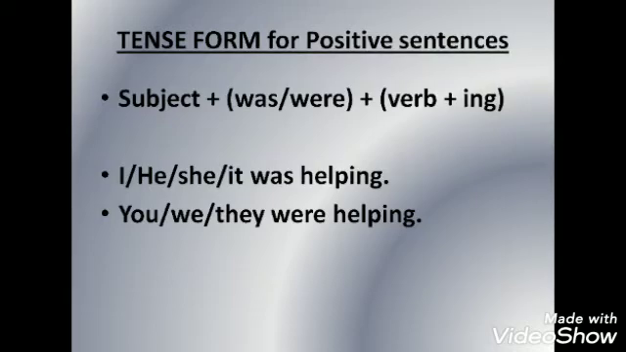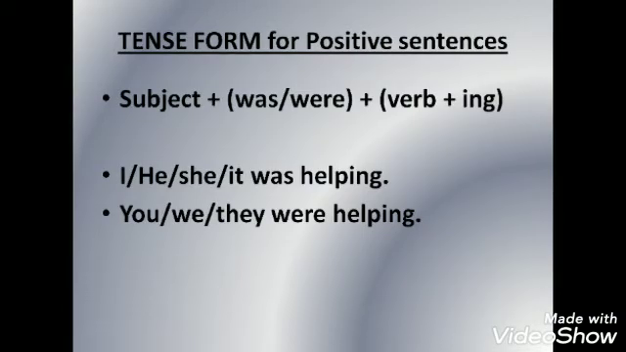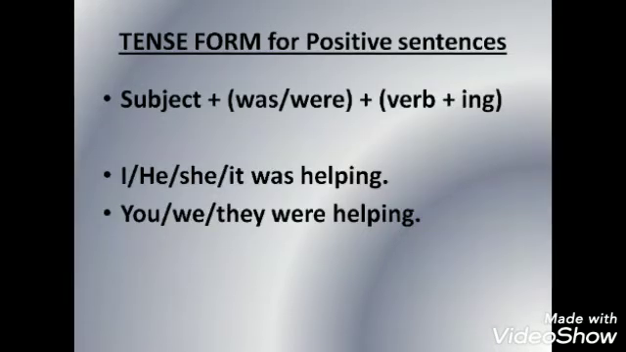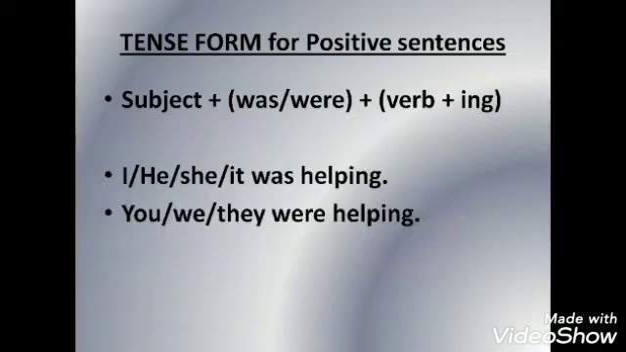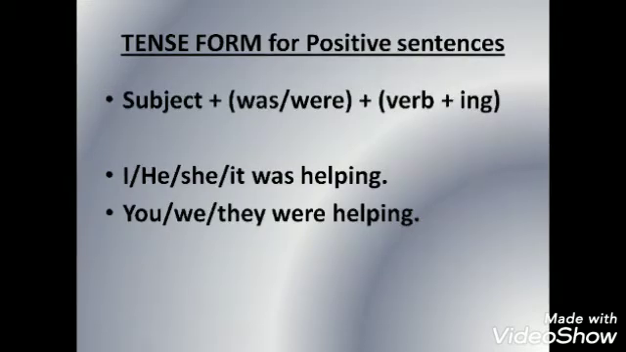Here in this sentence, I, he, she, it are the subjects. Now with this, we will use was plus helping. Here help is the verb, so help plus ing, helping. I was helping, or he was helping, or she was helping, or it was helping. Another example for the plural form: you or we or they were helping.